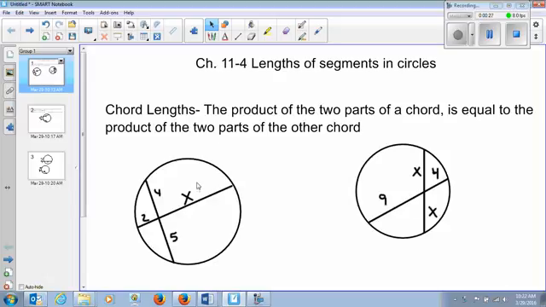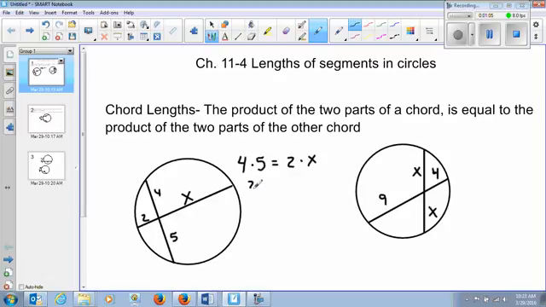And if we have two chords that intersect, the product of the two parts of a chord is equal to the product of the two parts of the other chord. It sounds complicated, but it's not really. To find a missing length, here's the two parts of this chord here. Okay, so we have 4 and we have 5. So the product of those, 4 times 5, will equal the product of the other two numbers in the other chord. So one of the parts is 2, the other part is x. So 4 times 5 will equal 2 times x.